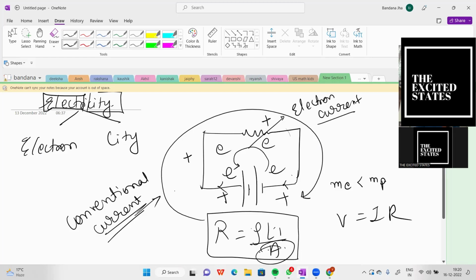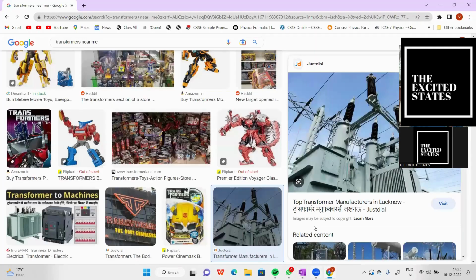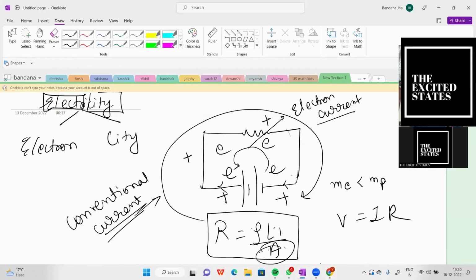Okay, so this is equal to rho L upon A. This is your resistivity. Now suppose I am talking about the transformer here. So I was saying about here. What was our question?